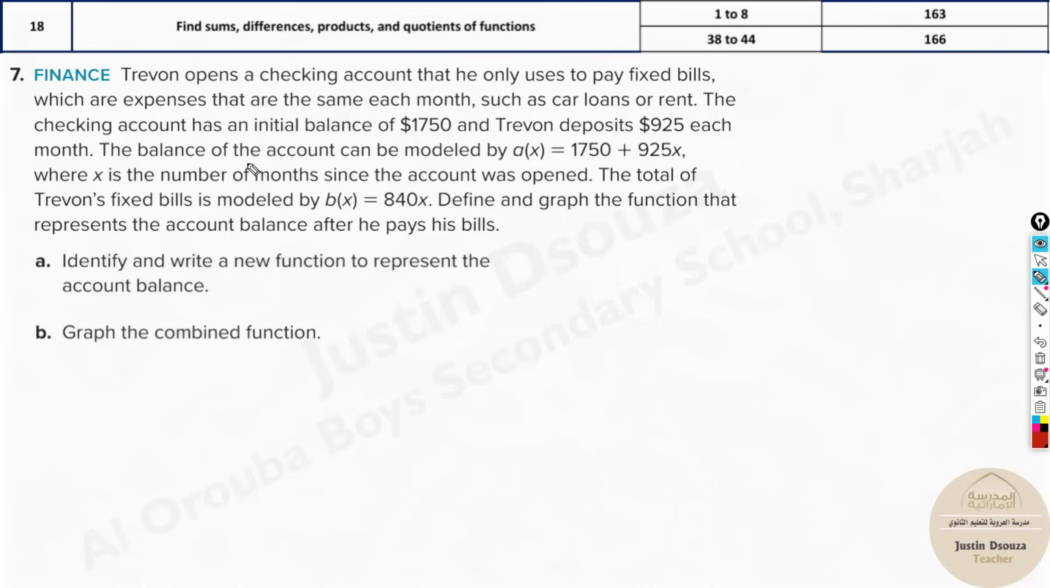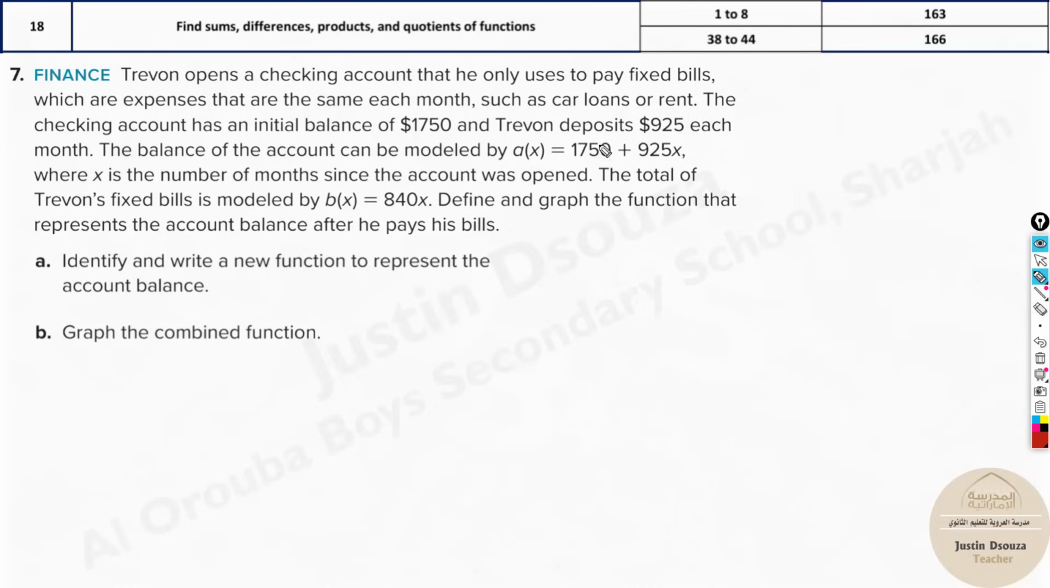Trevon opens a checking account that he uses only to pay fixed bills, which are expenses that are the same each month, such as car loans or rent. The checking account has an initial balance of $1,750 and Trevon deposits $925 each month. The balance of that account can be modeled by A of x, that is 1750 plus 925x.